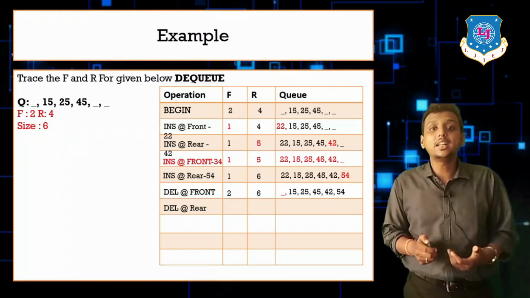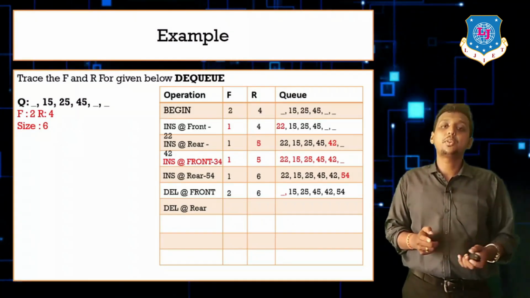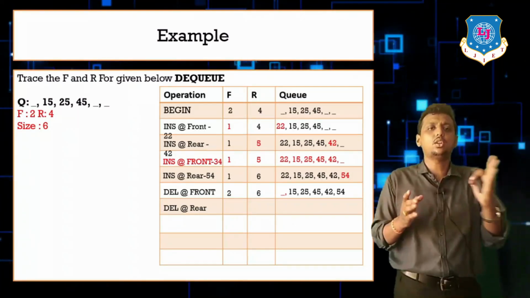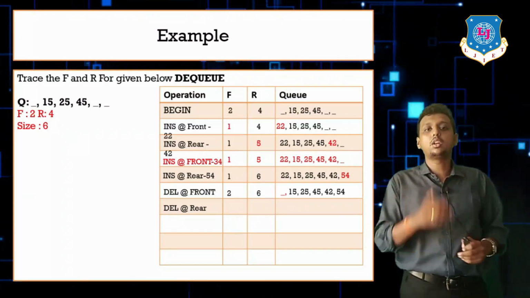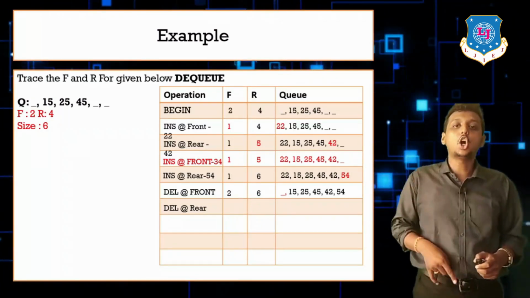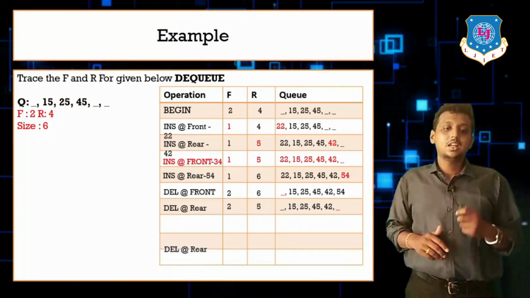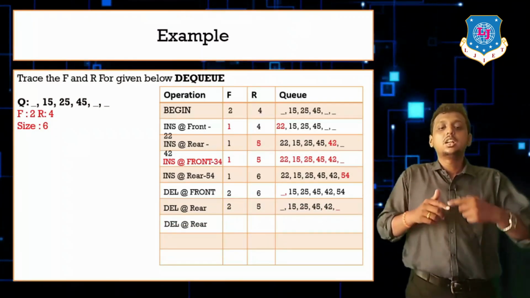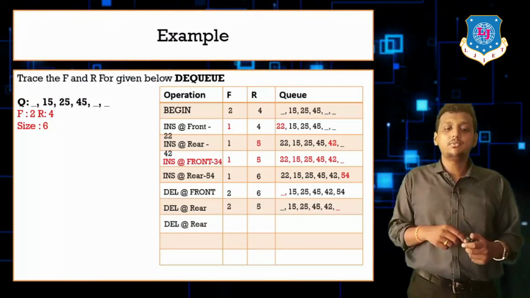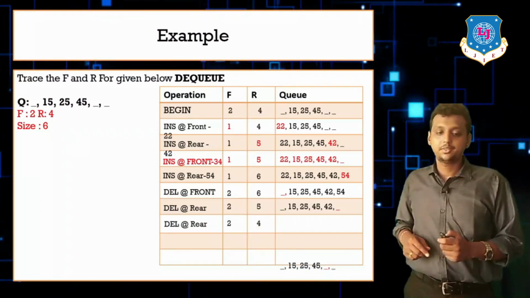Next, we have delete at rear. Yes, students, you can perform the deletion operation at the rear. For that, you just need to decrement the rear pointer, which removes 54. 54 will be gone. Rear becomes 5 again. So here it is, my answer. Next, we have the deletion at rear. Rear is again decremented. It will become 4 and 42 will be deleted.